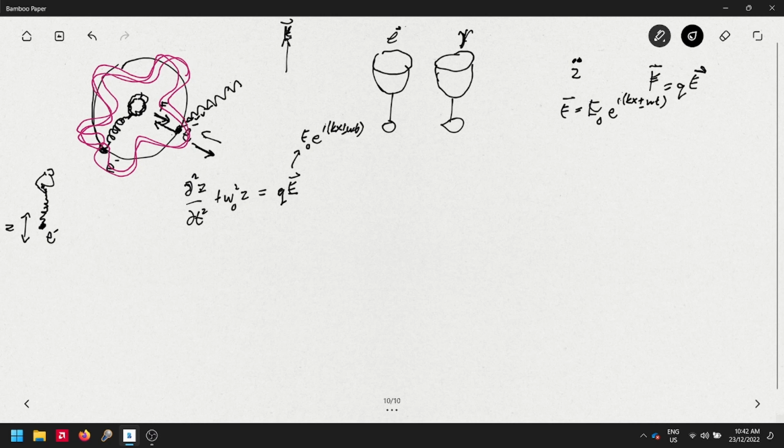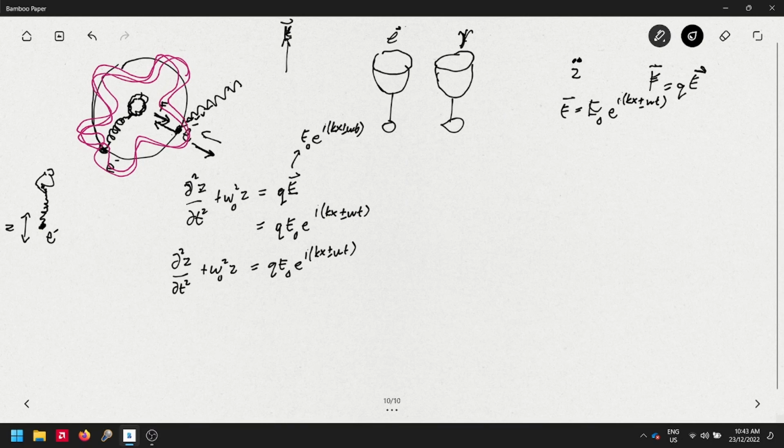So you replace this, so this guy becomes Q. This is the charge of the electron here. And then I have Q E naught e^(i(kx ± ωt)). So before I proceed, omega naught is the natural frequency of this. I mean the resonance frequency. You have learned about resonance frequency, right, yesterday?